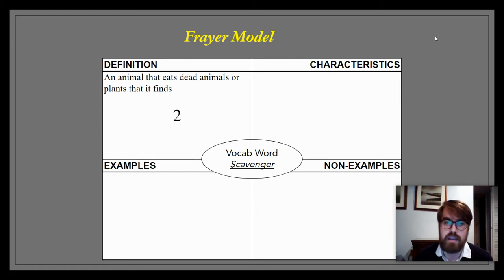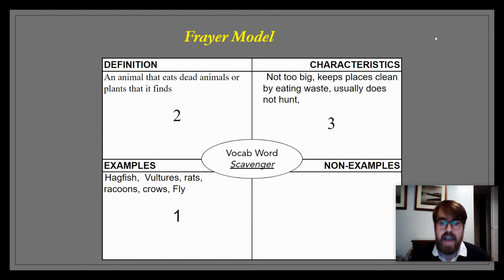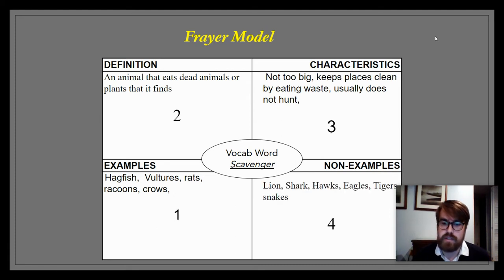All right. And then for characteristics, that was number 3, which is not too big, keeps places clean by eating waste, usually does not hunt. And then for examples, we have hagfish, which is what we just read about. We know that they're a scavenger. Vultures, type of big bird. Rats, raccoons, crows, and even flies. And then for the non-examples, we have lion, shark, hawks, eagles, tigers, snakes.